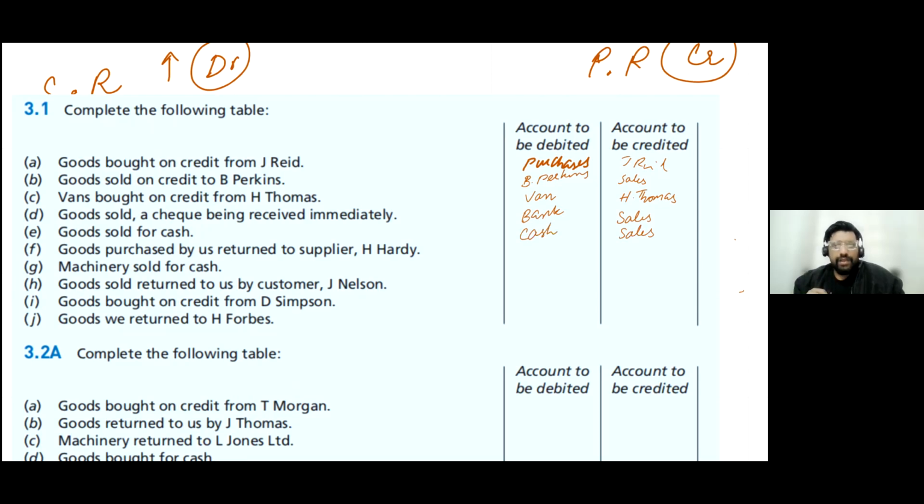Goods purchased by us, returned to supplier H. Hardy. So we purchased some of the goods and now we returned it. It means this is purchase returns. Purchase returns means my stock is decreasing, right? When we purchased the stock, my stock increased and now I'm returning it back. When I'm returning it back, my stock is decreasing and stock is an asset, so that's going to be credit. So purchase returns, credit.